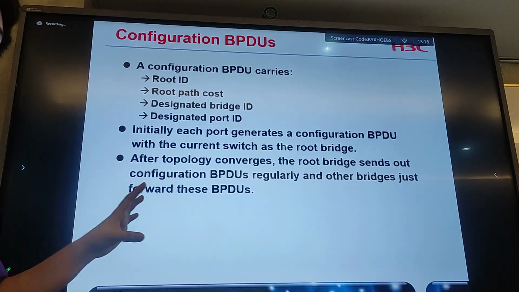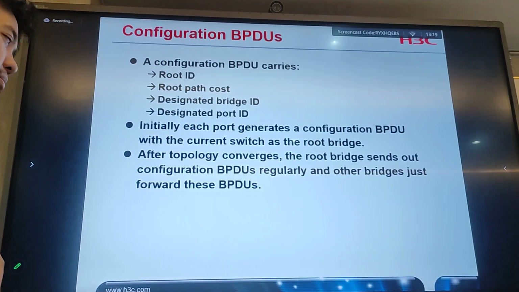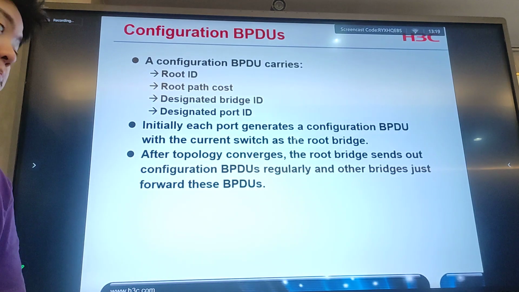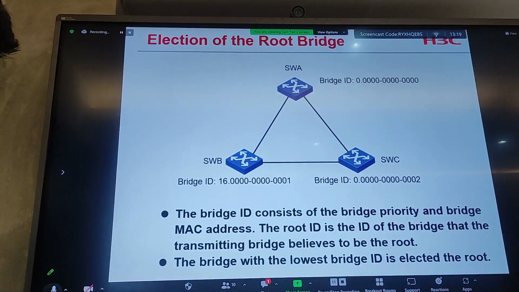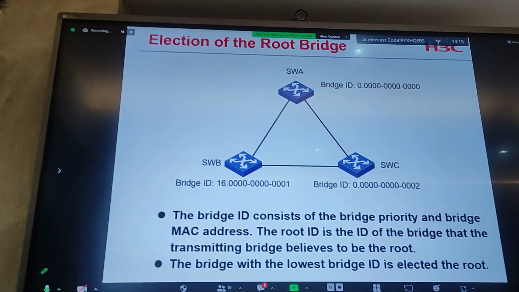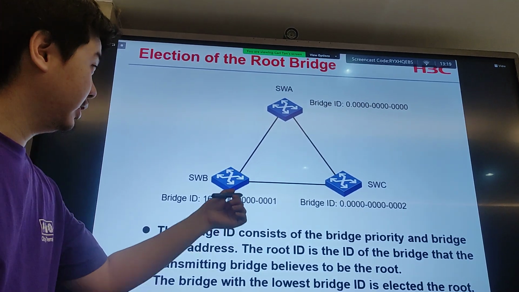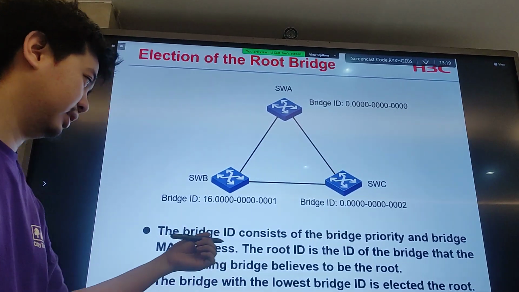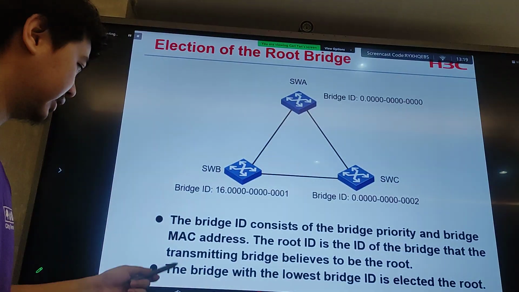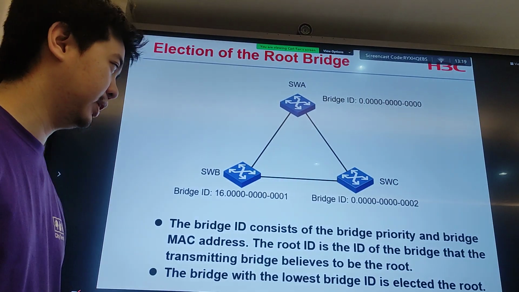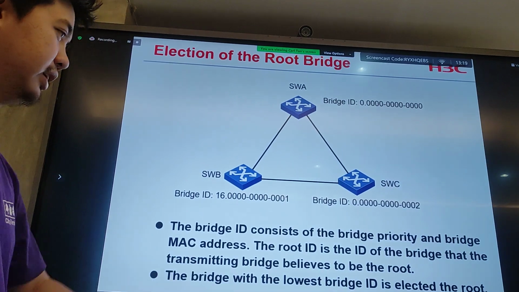So what if may change? Pag may change, syempre, magsisend ako ng BPDU. Now, if I find that BPDU na a bit more superior, then yun yung gagawin kong root bridge. Sorry sir. So the bridge, paano ba ina-elect yung root bridge? So, the bridge ID consists of the bridge priority and the bridge MAC address. The root ID is the ID of the bridge that it believes to be the root. The bridge with the lowest bridge ID is elected the root.